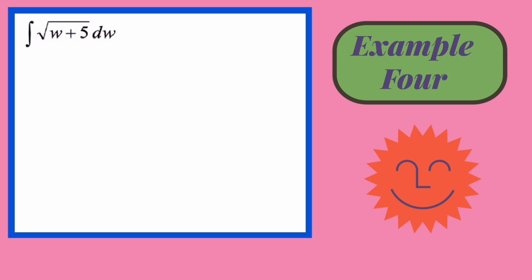Our last example is going to be the square root of w plus 5 times dw. And for our inside function, it's going to be what's inside the radical. u equals w plus 5. We're going to find the derivative of that, and that's just going to be du equals dw. And then, luckily for this one, that's it. It's pretty simple. Let's move on to the next step of rewriting the original integral.